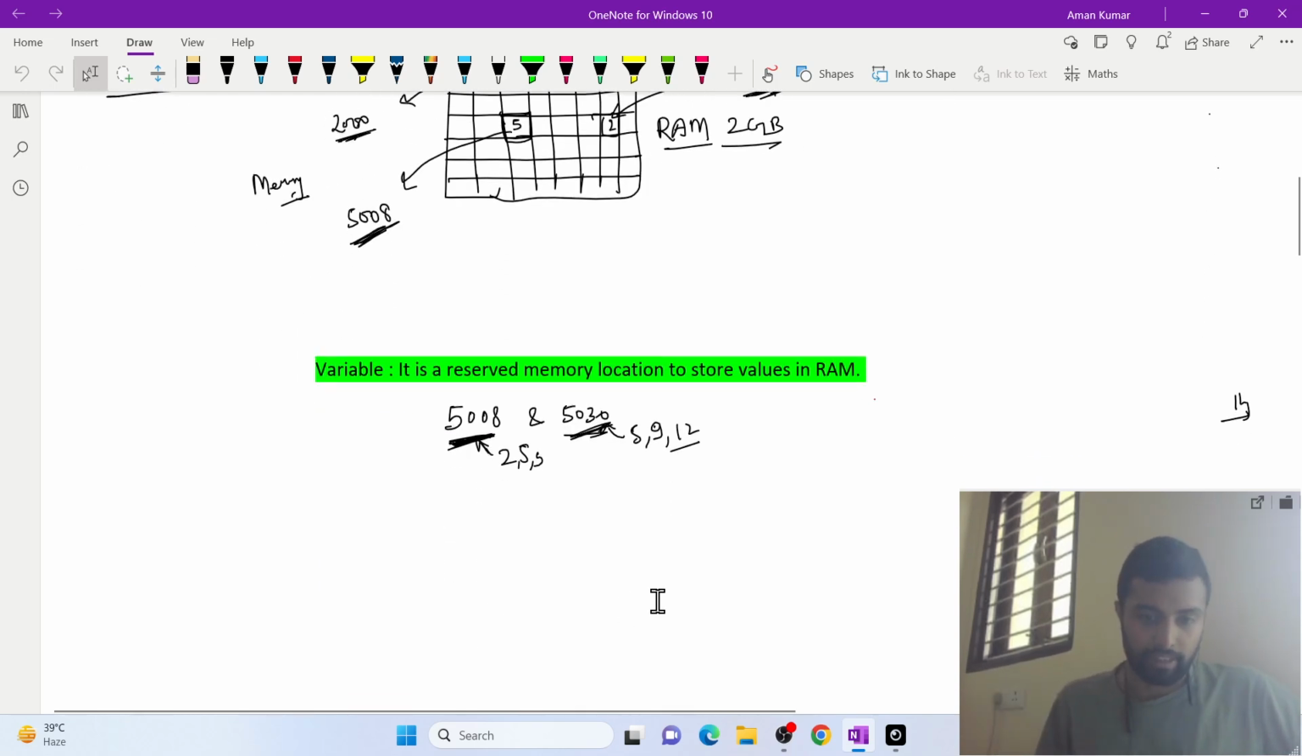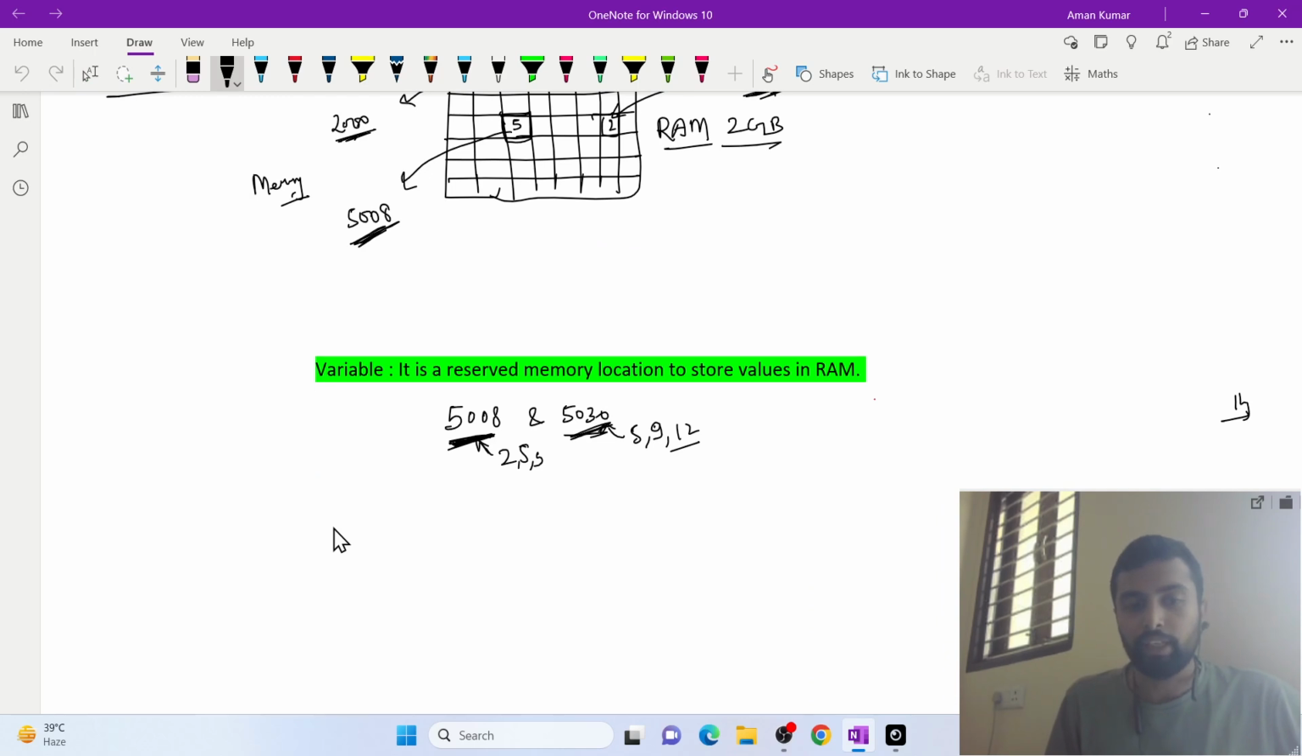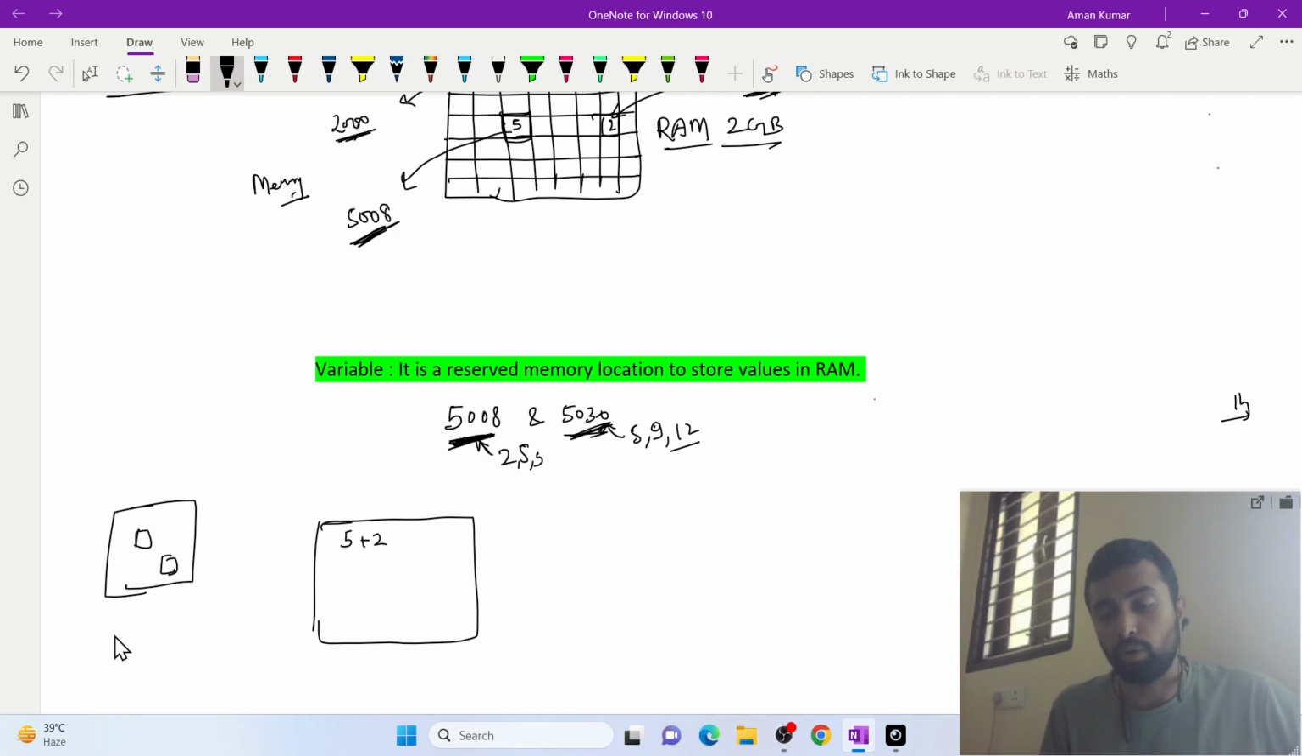So what happens is, whenever you write code, let's say you write the code 5 plus 2, this value first goes to RAM to be stored at some location. Let's say here it has been stored, and then it gets performed. But sometimes you don't directly store 5 plus 2, you store it like this.